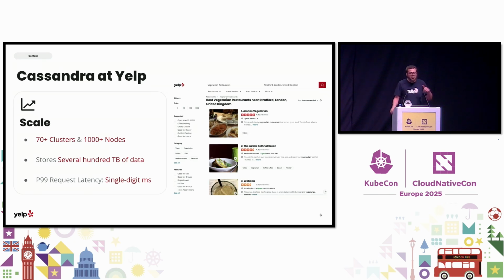We manage over 70 clusters in production environments for different use cases. And there are more than 1,000 Cassandra nodes in those clusters. And with respect to data volumes, these clusters store several hundred terabytes of data. But it's not only about the size. Some of these clusters are highly latency sensitive, and we ensure sub-10 millisecond latencies for read and write traffic from these clusters.